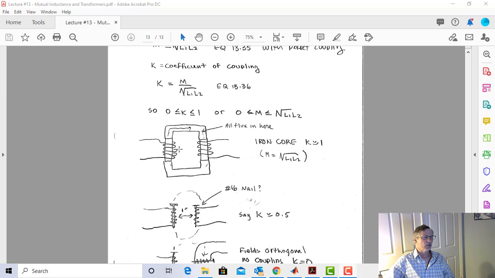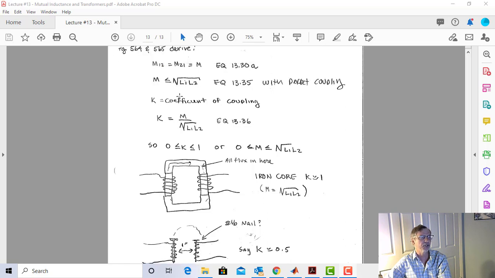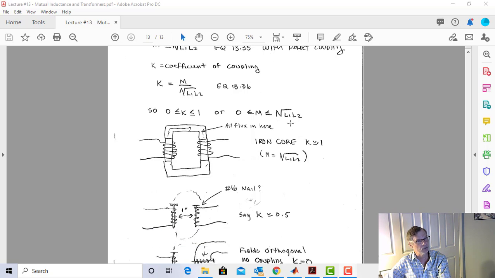So let's take a look. Here is a big old iron core, kind of like you'd see in a transformer. And the coefficient of coupling is approximately 1. If it's a transformer that you paid money for, we want that coefficient of coupling as high as possible because it makes our transformer more efficient. So in this case, M is equal to root L1 L2 because K is equal to 1.